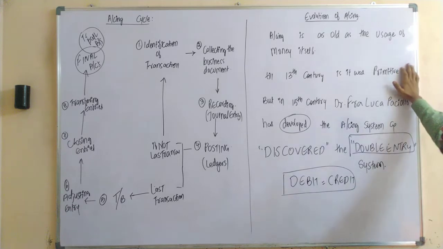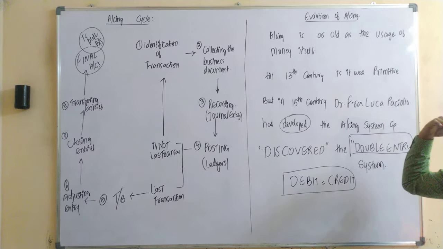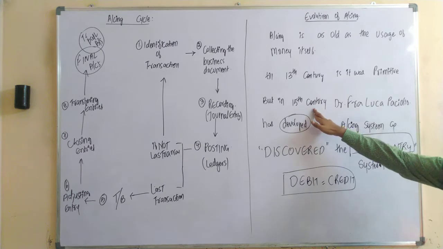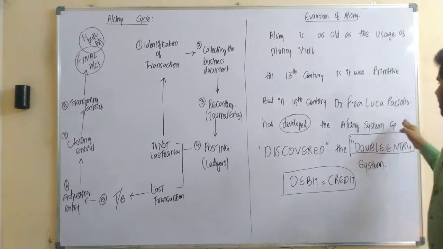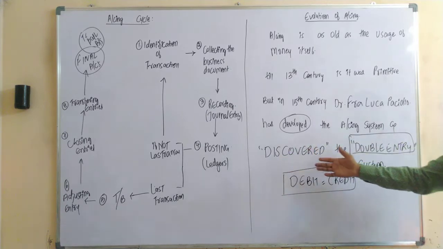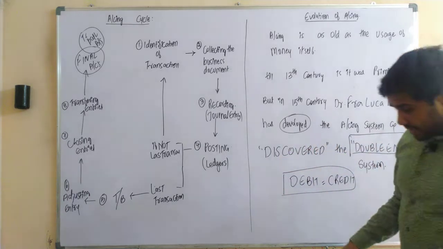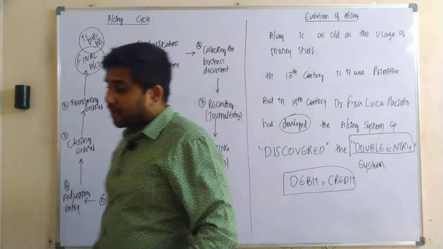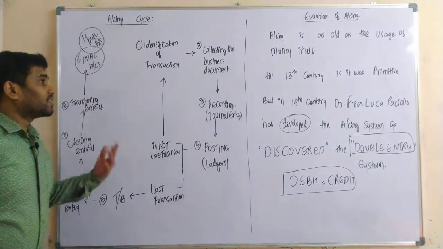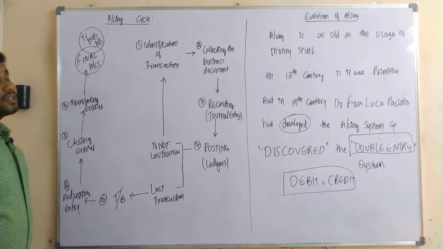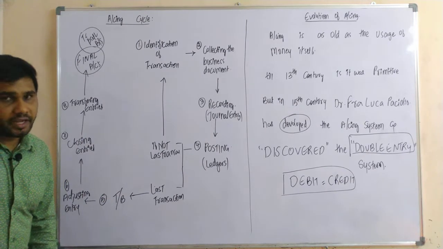So accounting is as old as money itself. Till the 13th century it was in a primitive mode, so it was used by only some people. But in the 15th century, Dr. Fra Luca Pacioli developed the accounting system and discovered the double entry system. So double entry system is nothing but debit is equal to credit. So this is about your introduction to accounting.